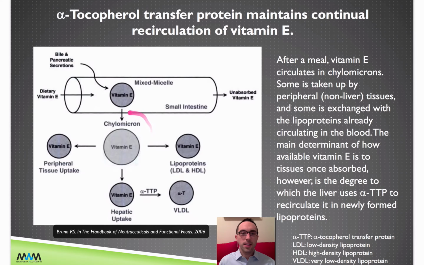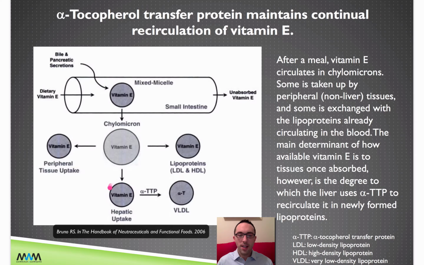Now, if we come back to this slide, we see that after vitamin E is absorbed, it gets repackaged in intestinal cells into chylomicrons. Those go into the lymph and then into the blood. And when they go into the blood, they can be taken up by peripheral tissues, meaning tissues other than the liver in this case, where the vitamin E can be exchanged with other lipoproteins like LDL and HDL. But most of it is going to get taken up by the liver.